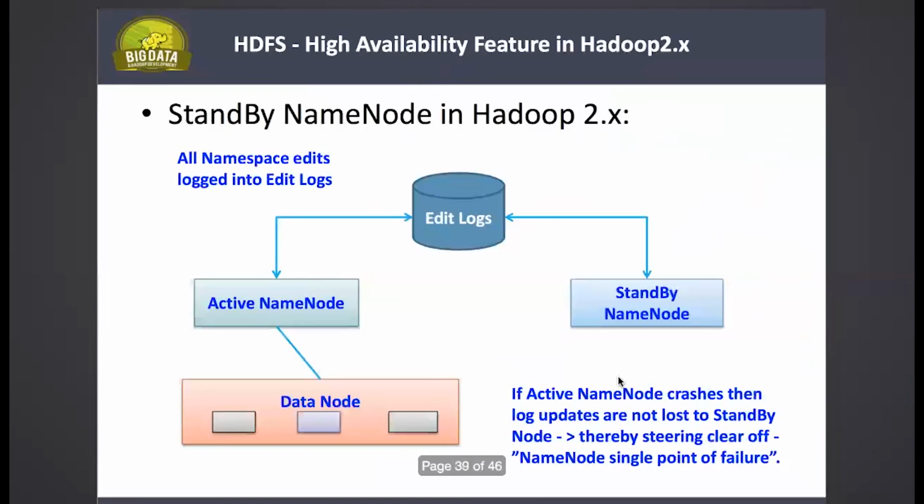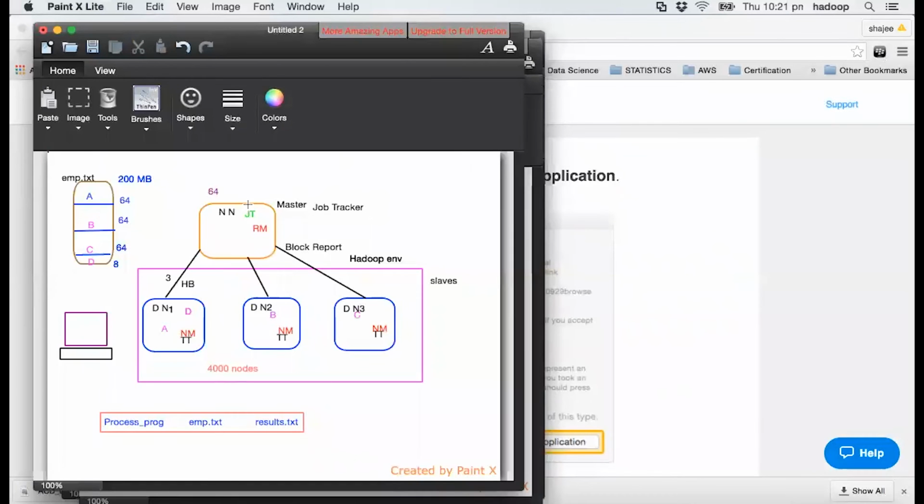Basically, what has happened here is that the job tracker's overburdening is being controlled by the resource manager. The resource manager takes care of only picking which particular location this process program needs to be placed. It will find out from the node manager where exactly this particular data block is sitting, take this process program, and put it in data node 1, data node 2, and data node 3.